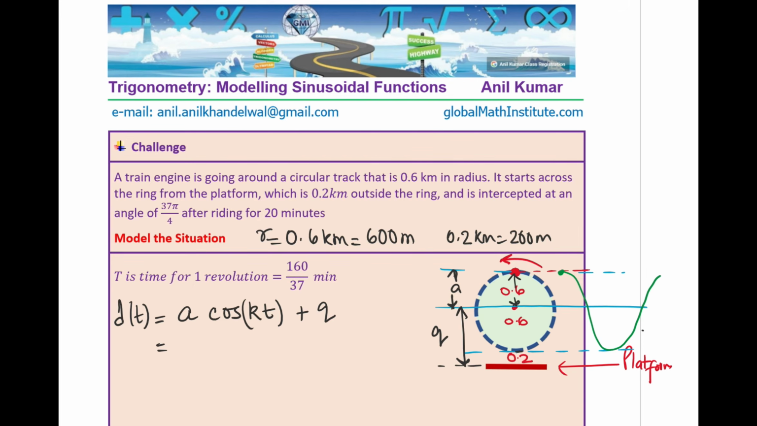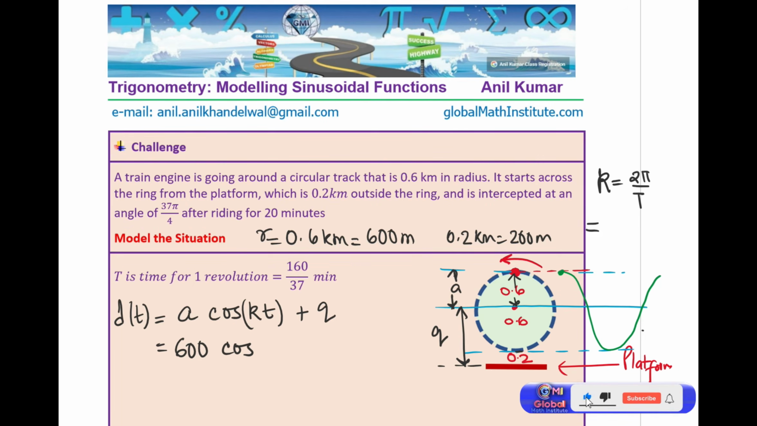So in this case, A is going to be the amplitude, which is 600, we are writing in meters, cos of kt. How do you find k? Well, k is basically equal to 2 pi by T. And we know what T is. T is 160 over 37.